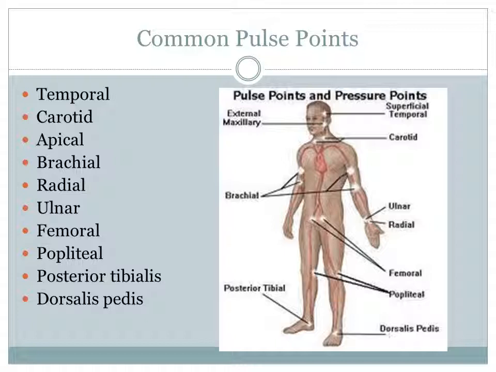This is a picture of the pulse points. There are 9 that you will need to assess when you're doing your assessment. The temporal, the carotid, the apical, the brachial, the radial, the femoral, the popliteal, the posterior tibialis, and the dorsalis pedis.